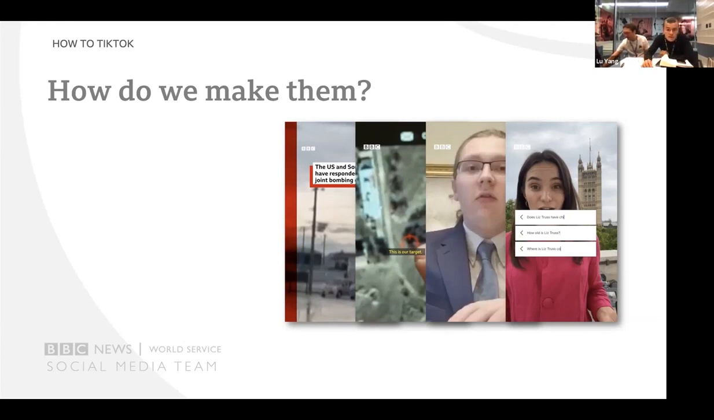One of the benefits of TikTok is that it's vertical video, so you don't need all this fancy camera equipment. You don't need all of that. If you've got a phone, you can make a TikTok and you can tell news on TikTok, which is really good.